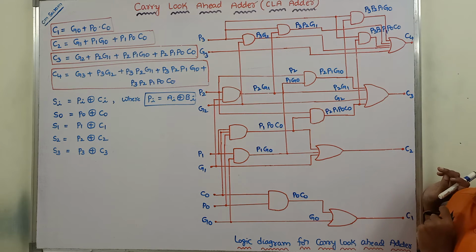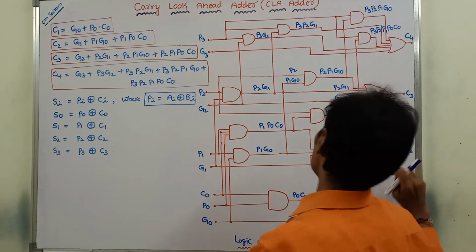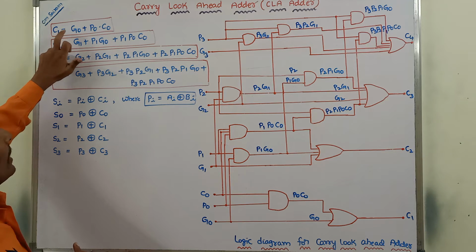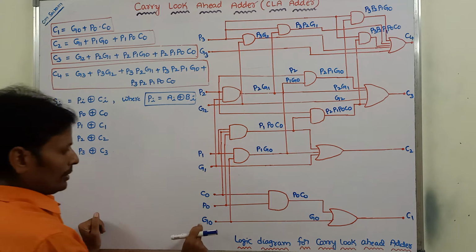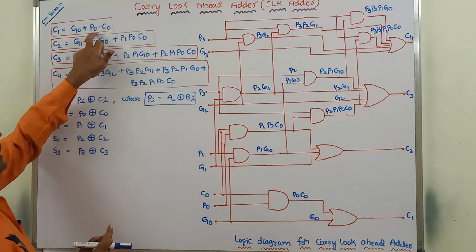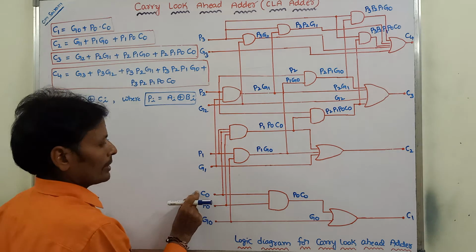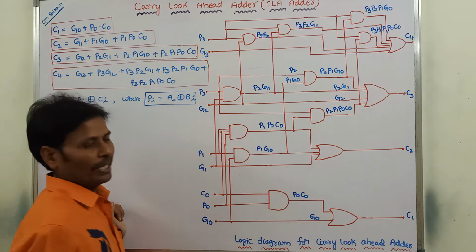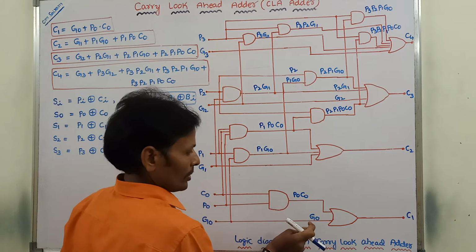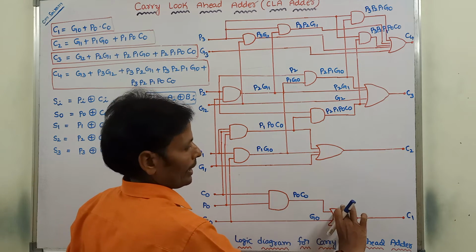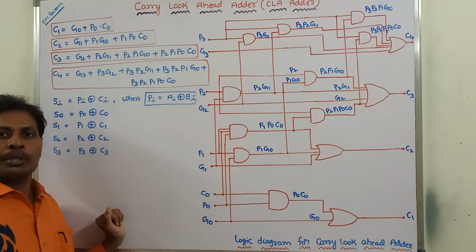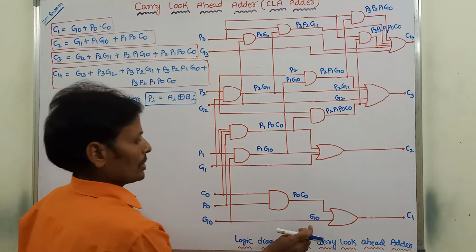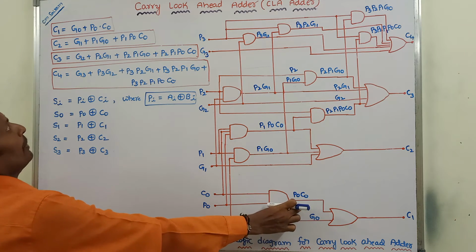Now how can it be drawn? First, C1 is equal to G0 plus P0 into C0. This is G0. P0 and C0 are applied to a two input AND gate, then we get P0 C0. Then G0 and P0 C0 are applied to a two input OR gate, then we get C1. C1 is equal to G0 plus P0 C0.